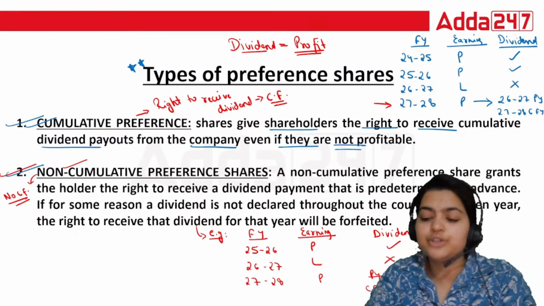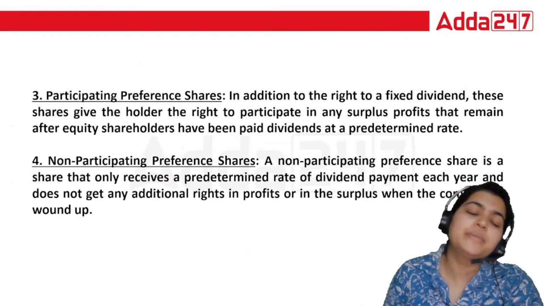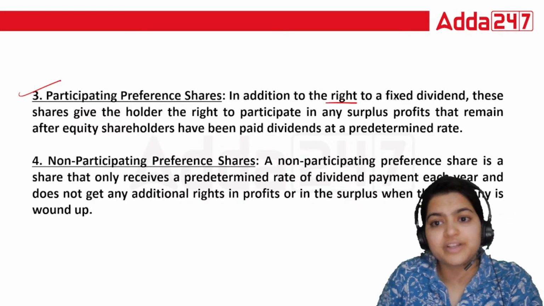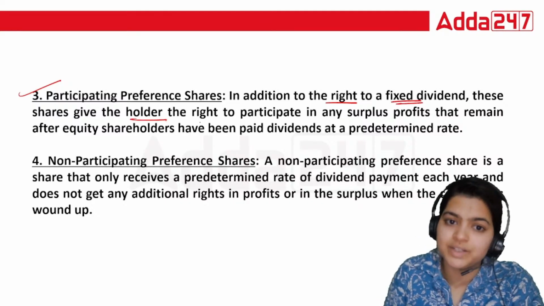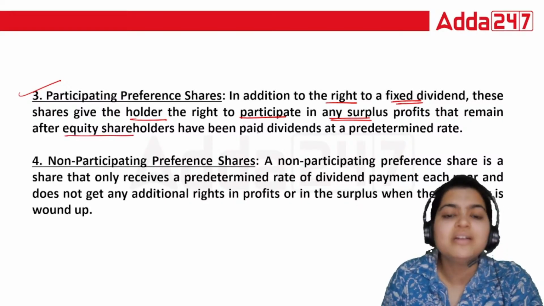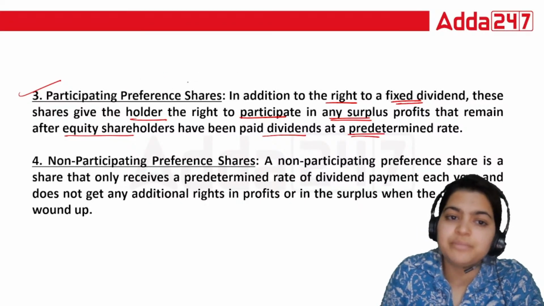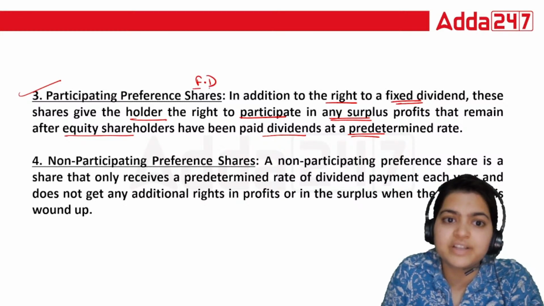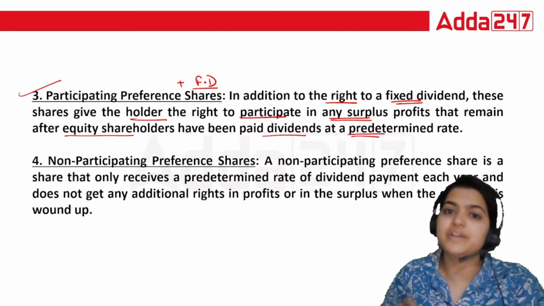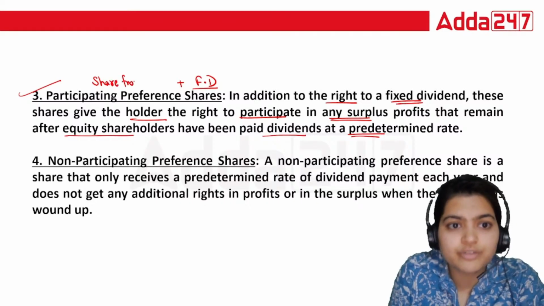So these are your first two types of preference share, that is cumulative and non-cumulative. Now coming to the third type, that is participating preference shares. In addition to the right to a fixed dividend, these shares give the holder the right to participate in any surplus profits that remain after equity shareholders have been paid dividends at a predetermined rate. So ultimately, in preference shares you will always receive a fixed dividend. But as soon as you have participating, you will not receive only a fixed dividend. Here you will receive a share from profit.